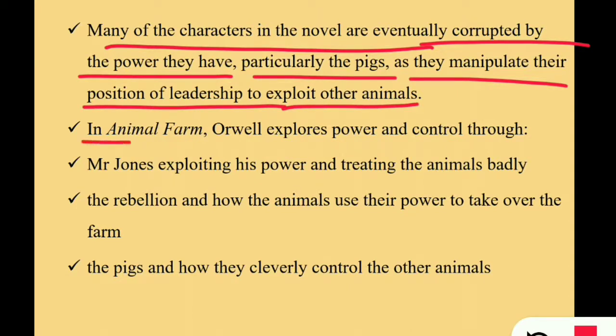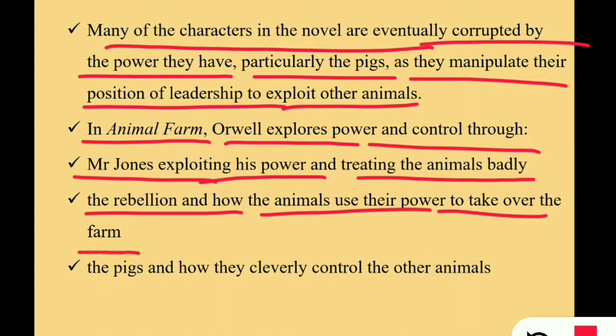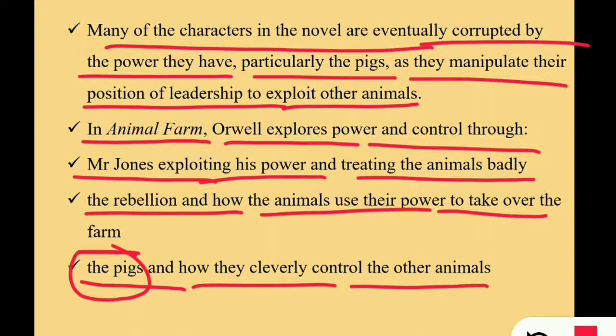In Animal Farm, Orwell explores power and control through Mr. Jones, exploiting his power and treating animals badly, the rebellion, and how the animals use power to take over the farm, the pigs, and how they cleverly control the other animals. So it talks about power and controlling other beings in the novel.